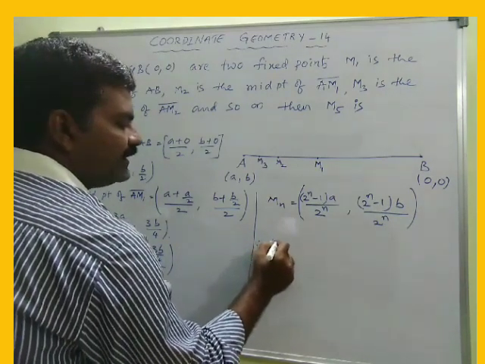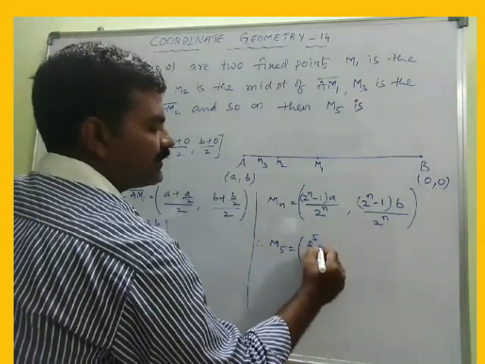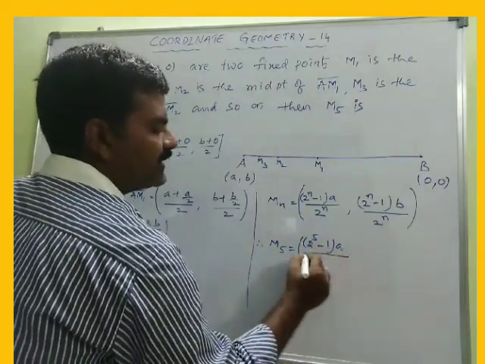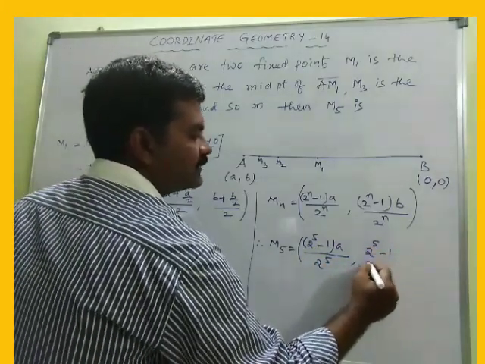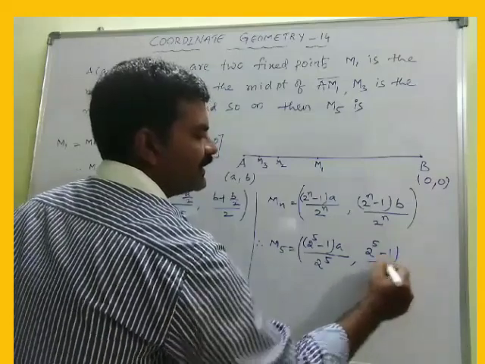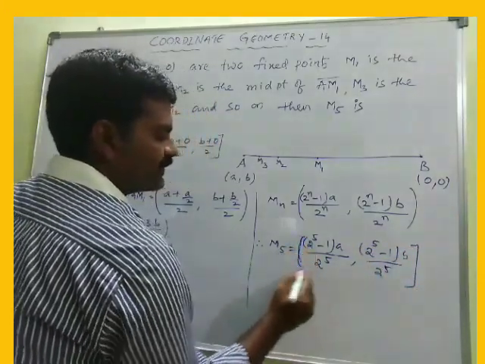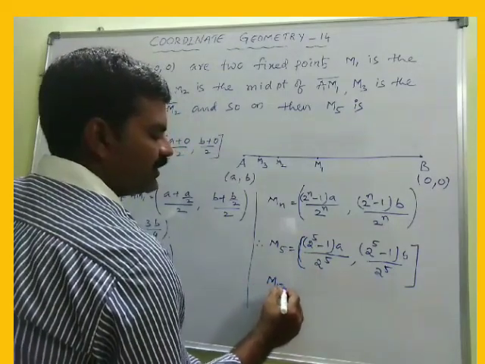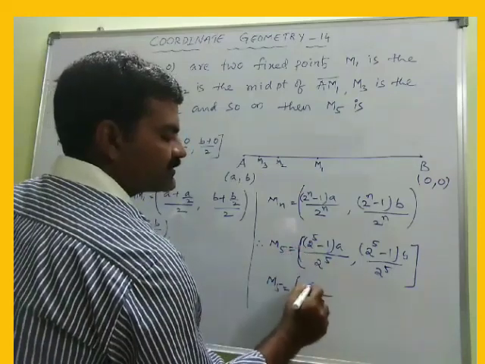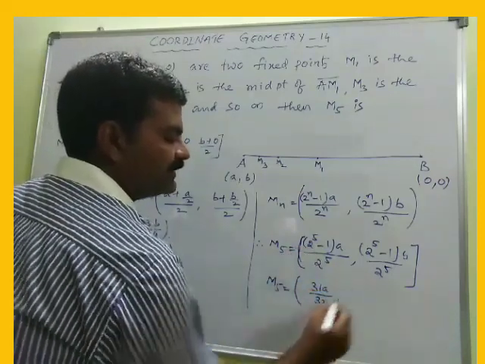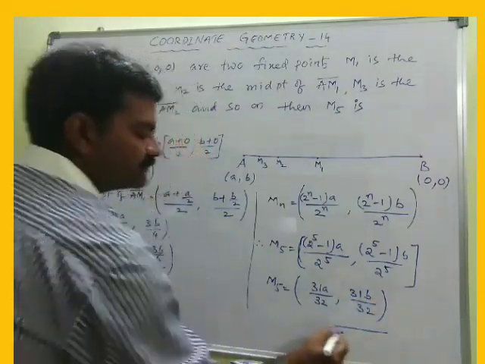Therefore, I can write the coordinates of M5 as 2 to the power of 5 minus 1 into a by 2 to the power of 5, and similarly for b. So M5 coordinates are, 2 to the power of 5 is 32, 32 minus 1, 31a by 32, comma 31b by 32.